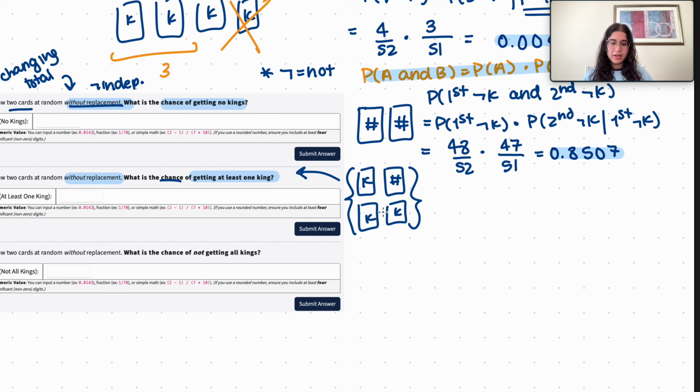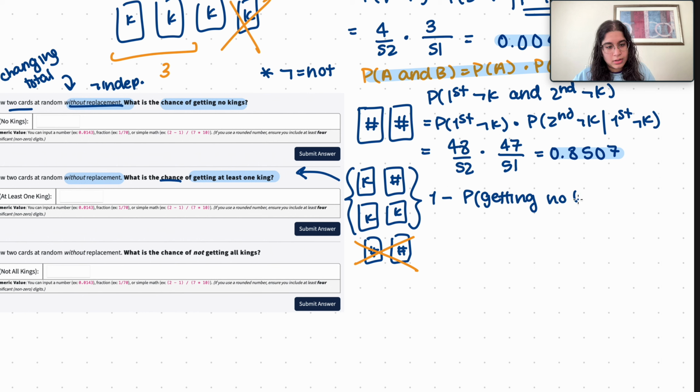The only event that cannot happen here is getting no kings. If I chose any 2 cards that were not kings, that is the only outcome that is not part of our space here. So when we're calculating this probability, this is the same thing as saying 1 minus the probability of getting no kings.